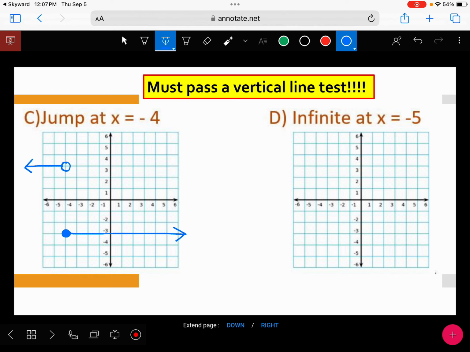Okay, so this would fail the vertical line test. So remember, everything you draw should pass the function test. This passes, these two fail. If I draw a line, do you see how it crosses through it twice? So they both can't go to the right. They gotta do opposite things.